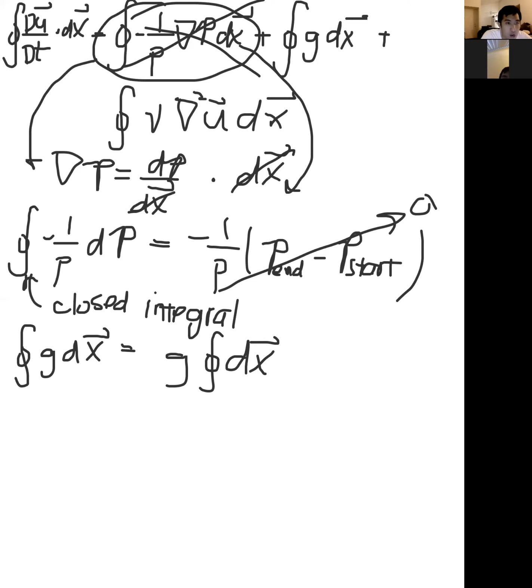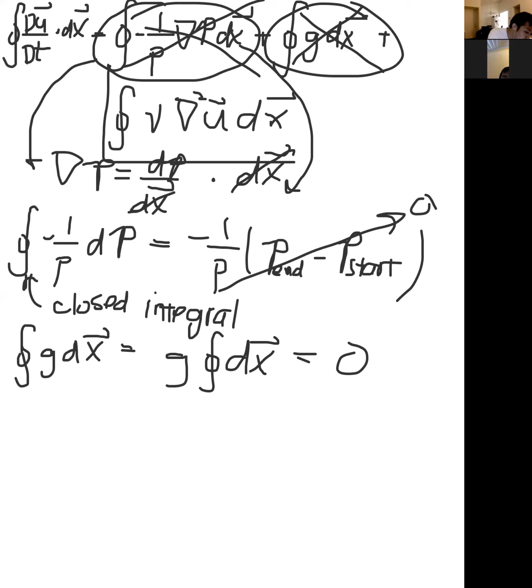In a similar way, since gravity is a constant, we can pull that out of the integral. We just have the closed line integral of dx, where again we're starting and ending at the same place, so this is going to be equal to 0 too. So the only integral we're left with is the line integral of the viscosity times the Laplacian of u dot product with dx. That integral is actually pretty hard, so we're not going to worry about it, because that's going to be our viscosity term that we're going to examine later.